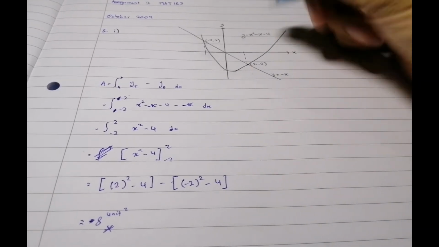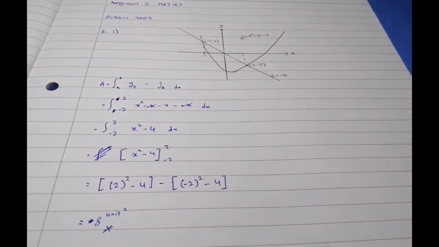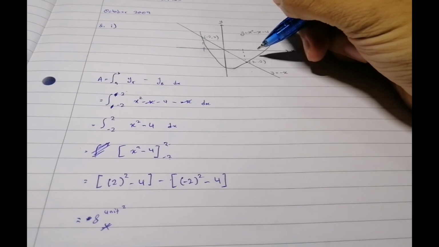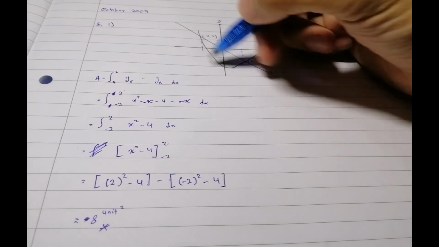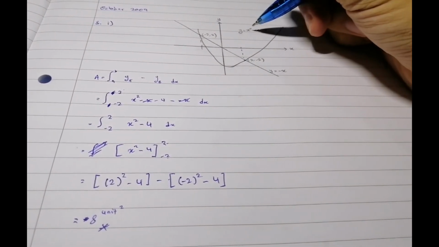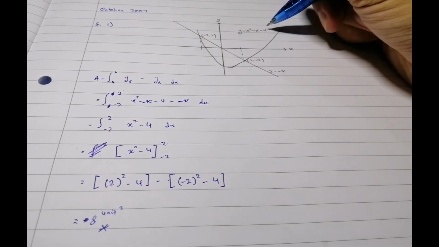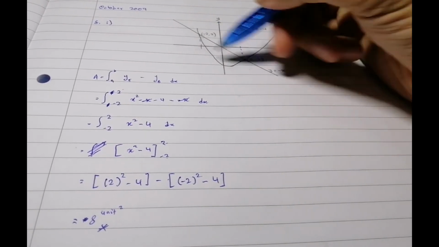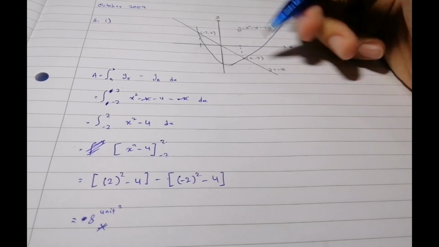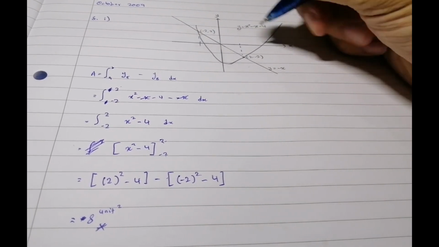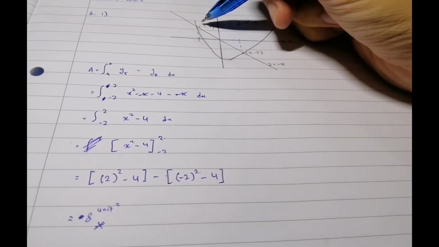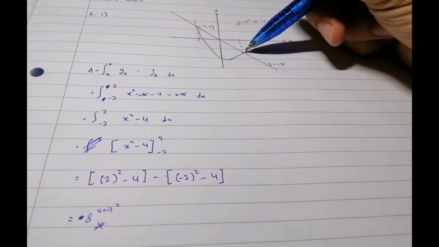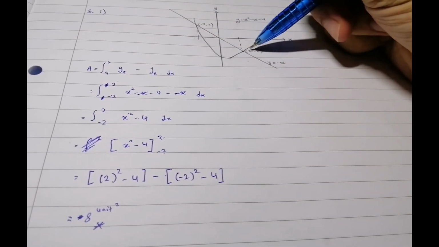So I need to solve this past year question, October 2009, number 11. So this is the graph, and this is the upper bound, y equals x squared minus x minus 4. And this straight line is y equals negative x. This is the point at negative 2 and 2. This is the cross point, 2 and negative 2.